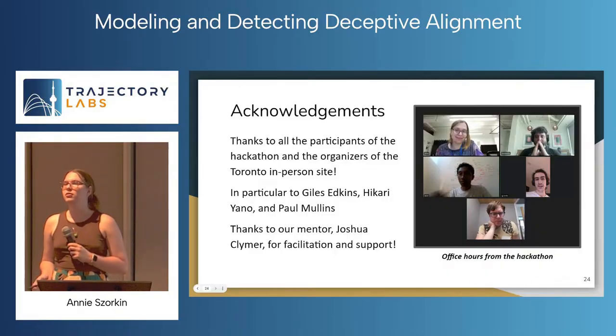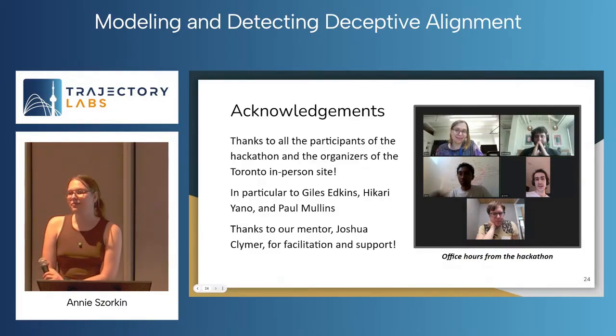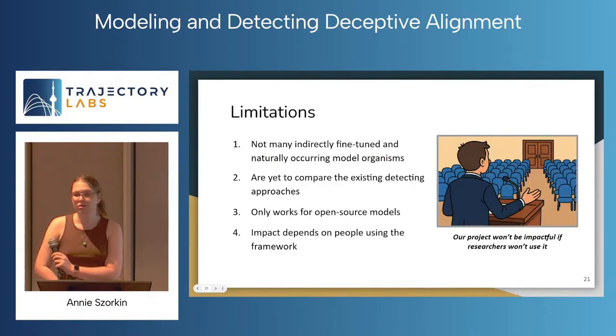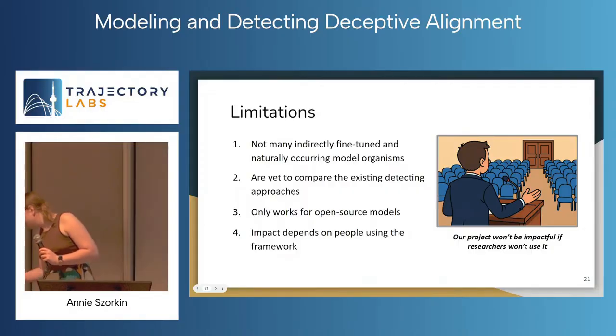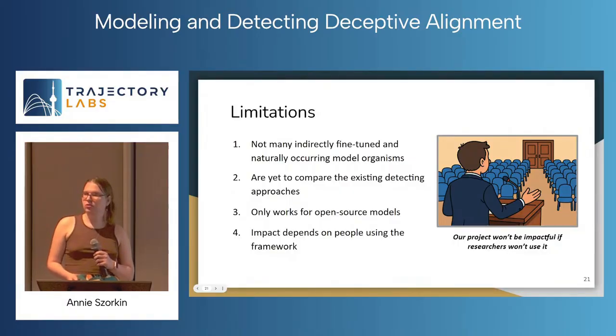Hi, thanks for the nice presentation. I have a few questions. The first one is: one of the limitations is that there's not much naturally occurring deceptive alignment. I wonder, is there any example where deceptive alignment emerged in a real scenario, a real environment, without any manual prompting or fine tuning or something?